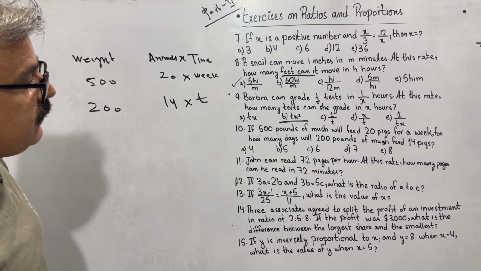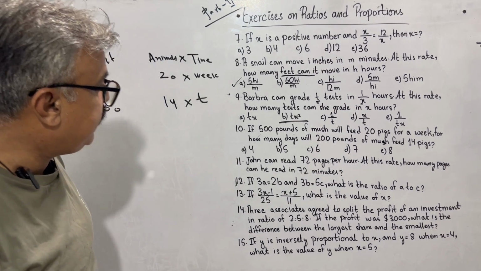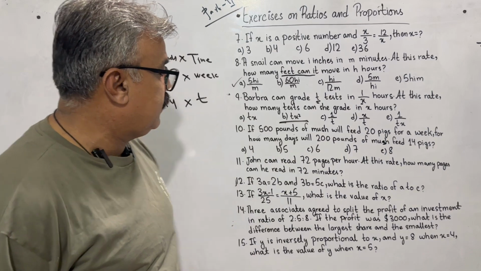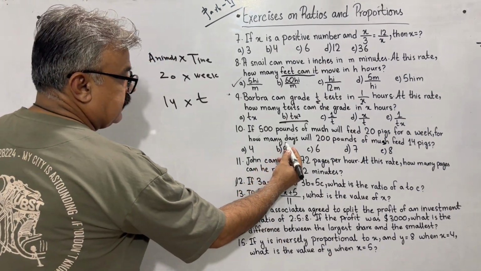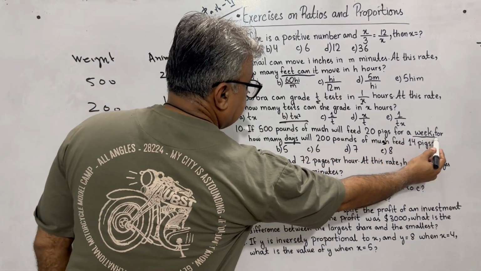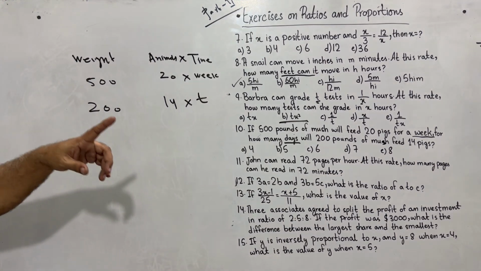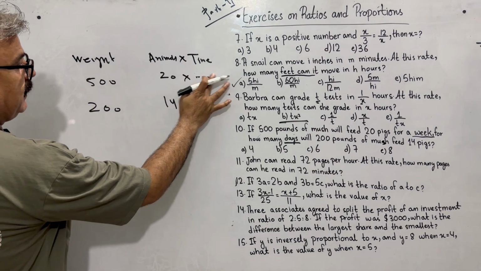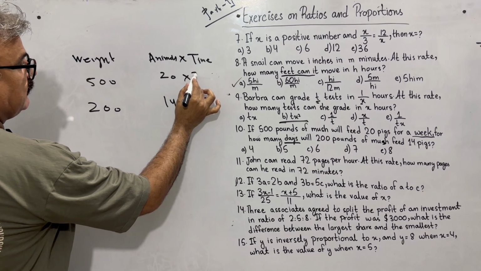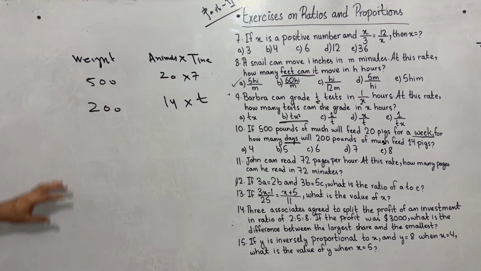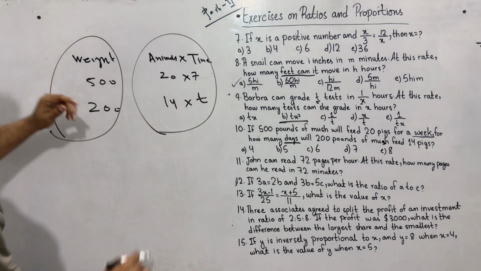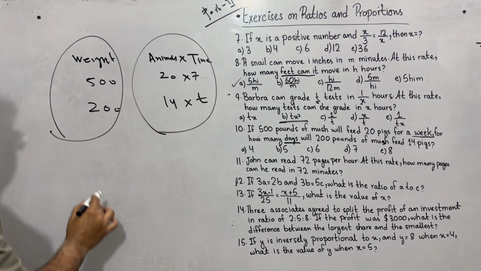500 pounds of mush will feed 20 pigs for a week. Or how many days will 200 pounds of mush feed 14 pigs? Look at this. Days, there is a week. Make them compatible by multiplying by 7. Now take one ratio, combine them. Take a direct ratio.